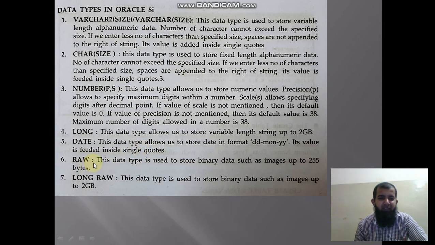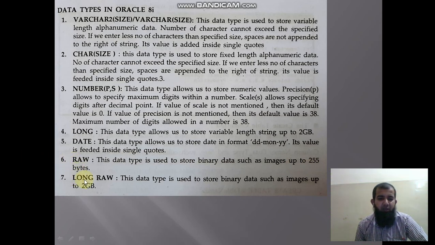Raw data type. This data type is used to store binary data such as images, up to 255 bytes. If you want to store images, photos, then the raw data type is used. It can store up to 255 bytes.